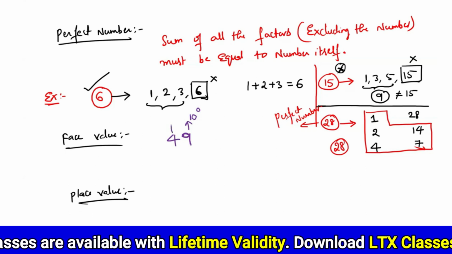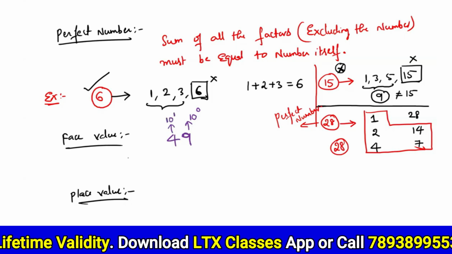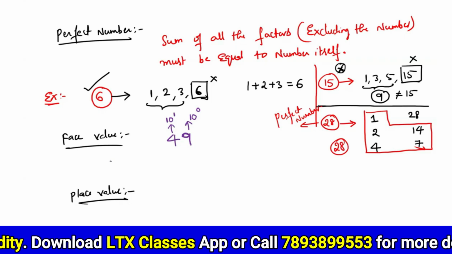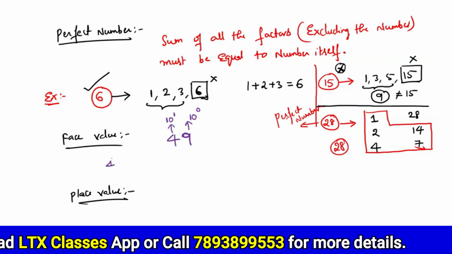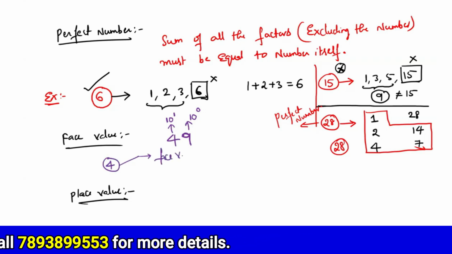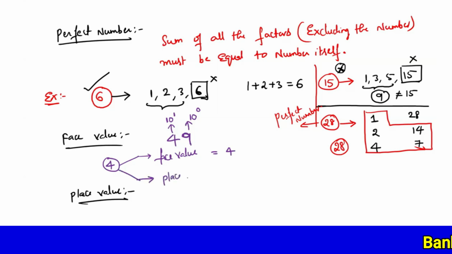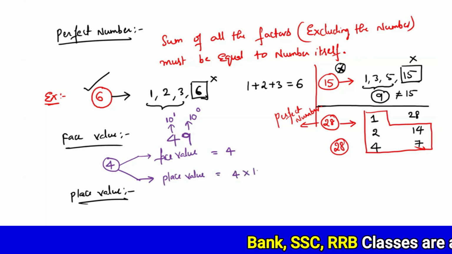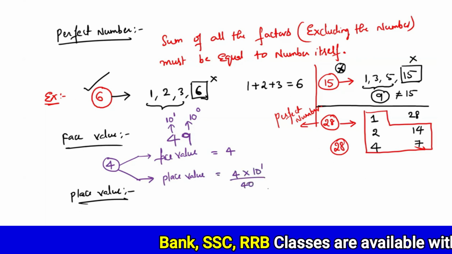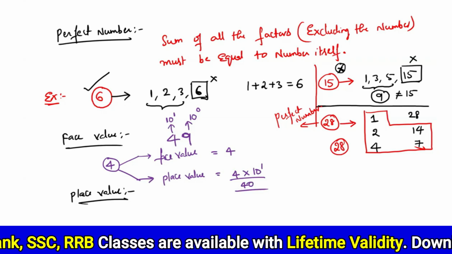What about this number 4? It is tens place, which will be represented as 10 to the power of 1. If they are asking about number 4 face value, the face value will be 4 itself. Face value is always the same number. What about the place value? Tens place. The place value must be written as 4 into 10 to the power of 1, which is 40.